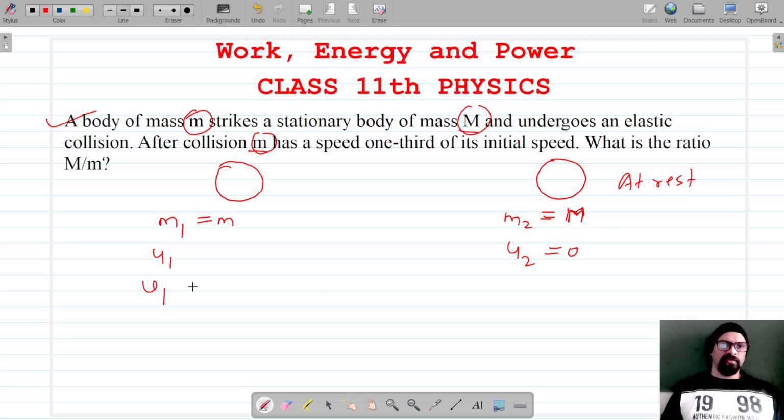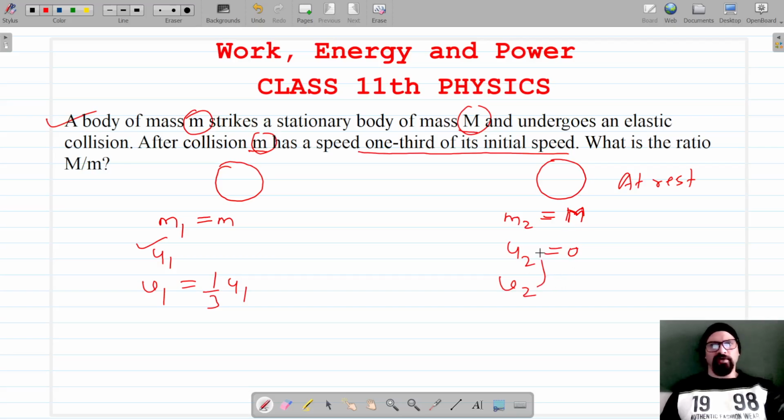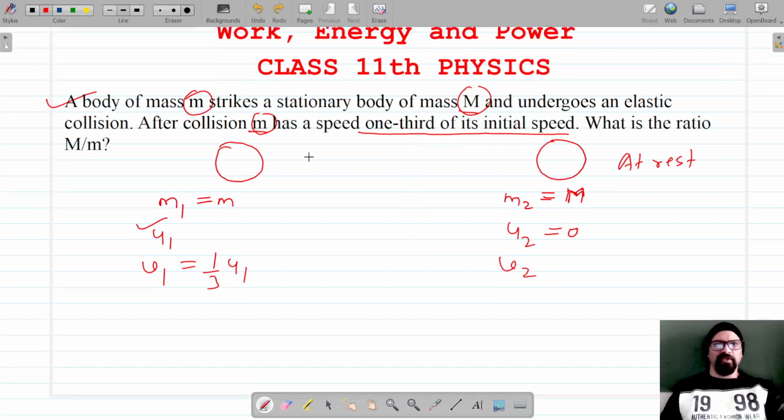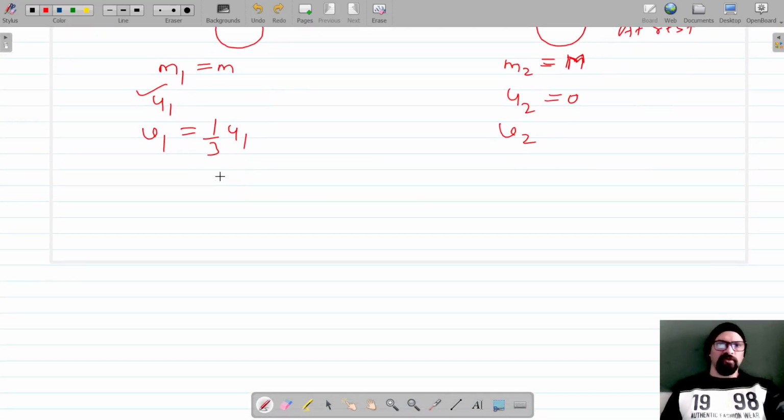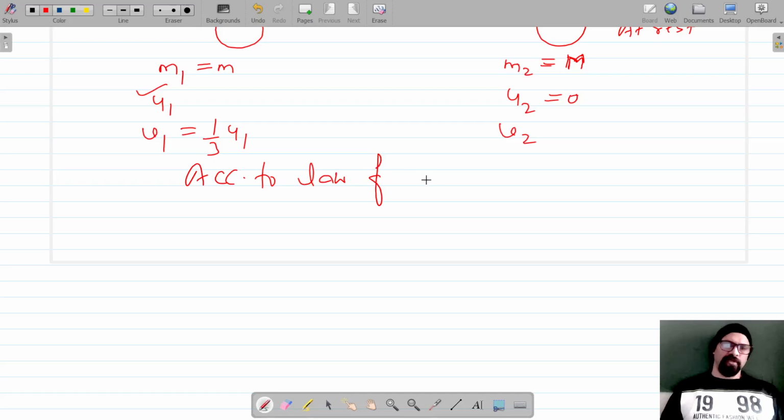Let v1 be the final velocity of the first body after collision, and it's given that it is one third of its initial speed. So v1 is u1 by 3, and v2 is not known. Let v2 be the final speed of the second body. We are going to make the equations in this case, and first of all we are going to use the law of conservation of momentum.